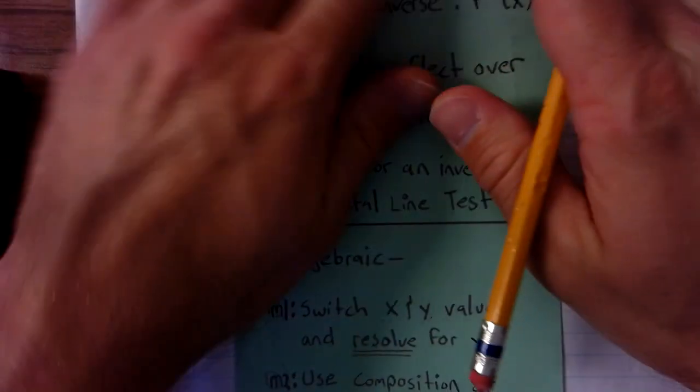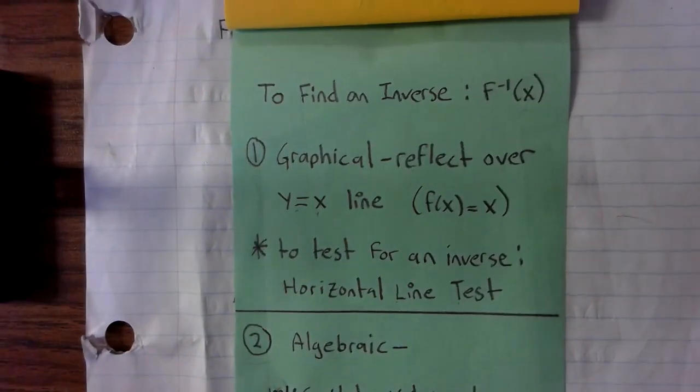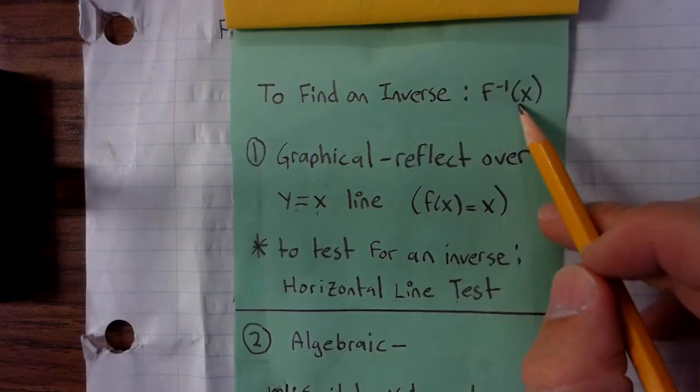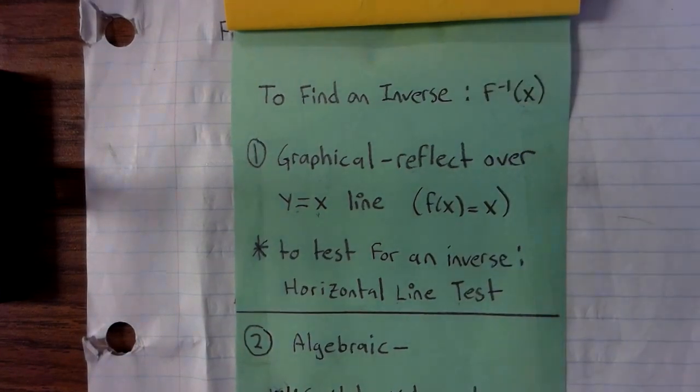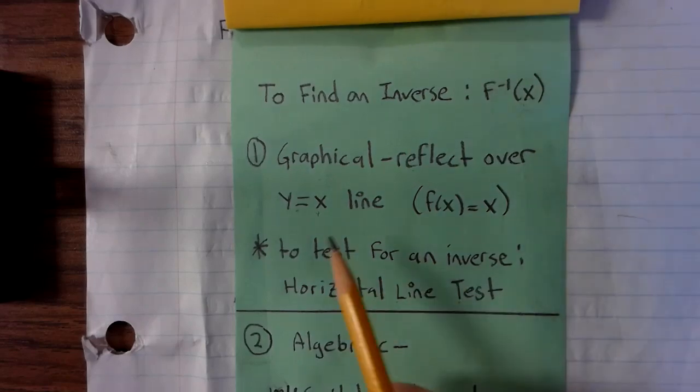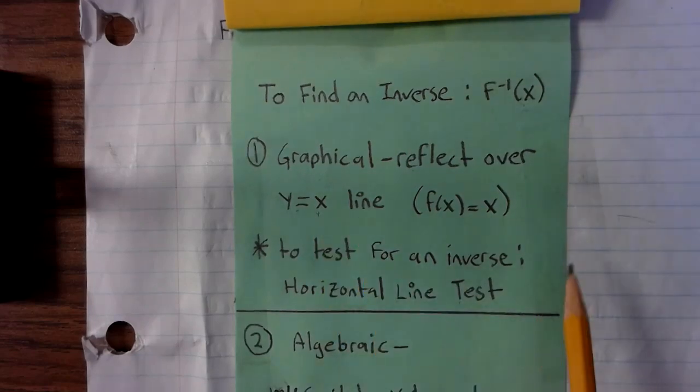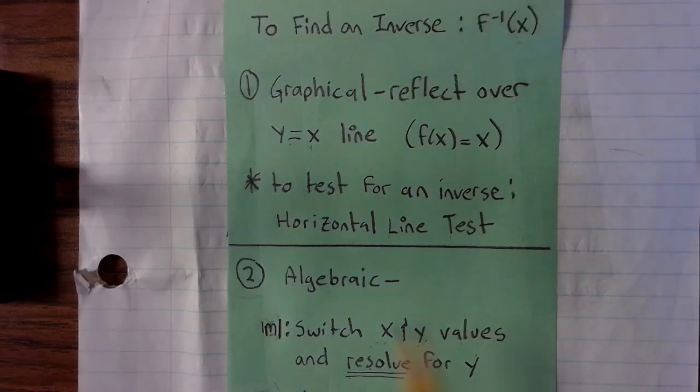All right, last part of your foldable, to find an inverse. And when we write inverse, it's f inverse of x. So number one, graphical, reflect over the y equals x line. They're inverses if they reflect over the y equals x line. Now, in that case, to test for that, we test for an inverse using the horizontal line test.